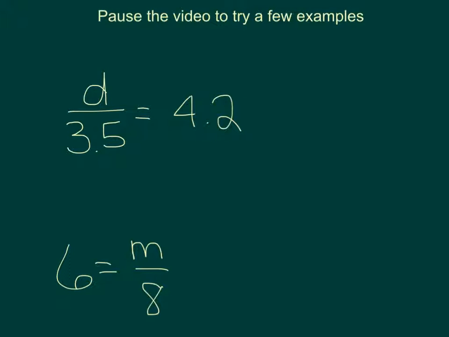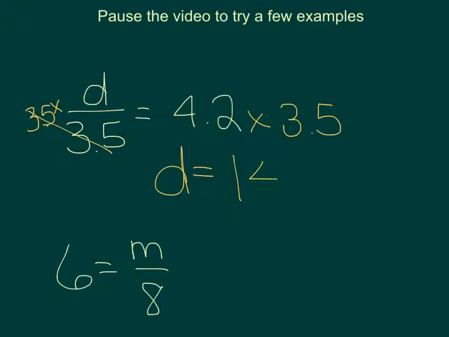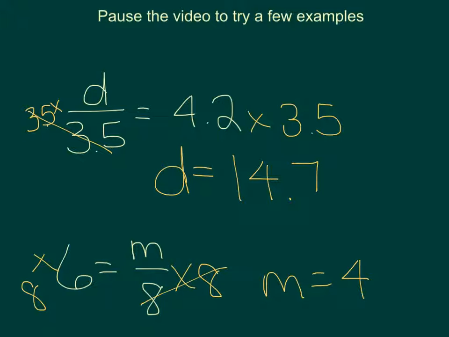Pause the video to try a few examples. D over 3.5 equals 4.2. You have to multiply both sides by the reciprocal, which is 3.5. So we get D equals 14.7. For 6 equals m over 8, you multiply both sides by 8, and we get m equals 48.